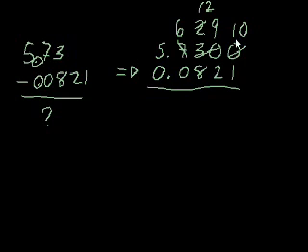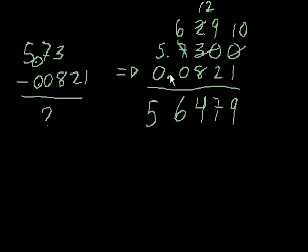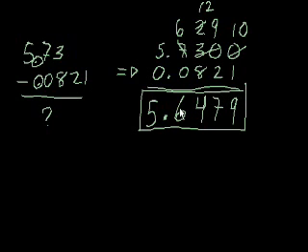And this is the easy part. 10 minus 1 is 9. 9 minus 2 is 7. 12 minus 8 is 4. 6 minus 0 is 6. 5 minus 0 is 5. And we just bring down the decimal point. So there's our answer. 5.73 minus 0.0821 is equal to 5.6479. There you go.